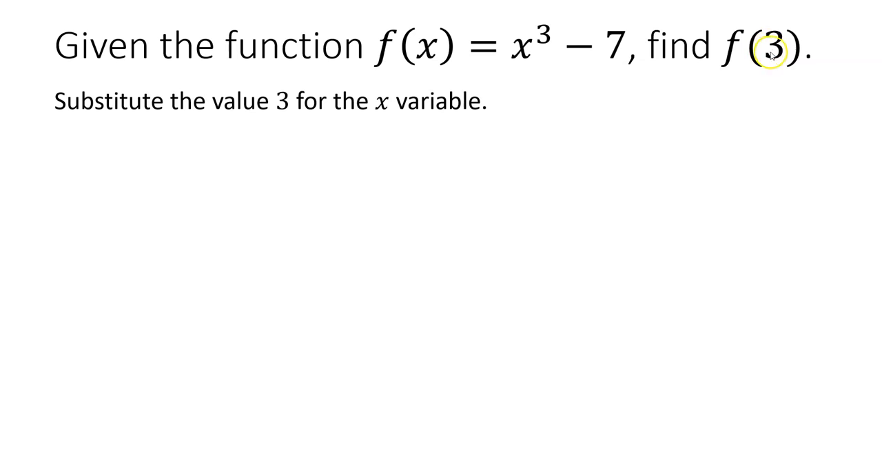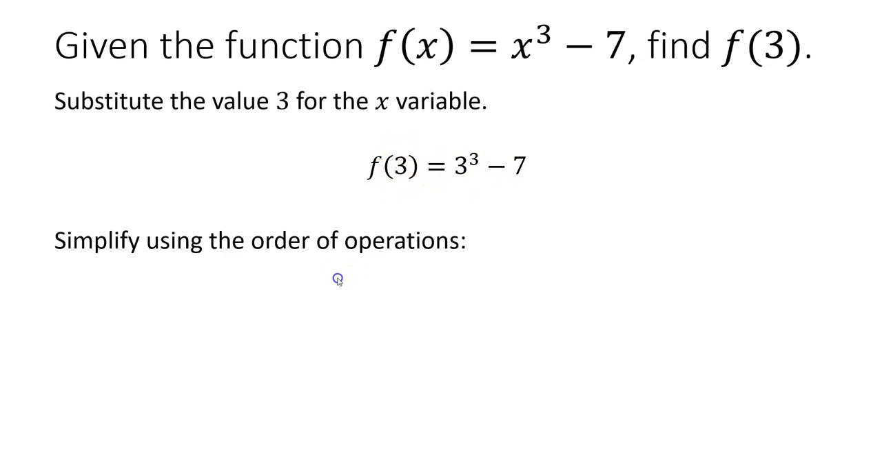So again, that 3 inside the parentheses gives us the value for the x variable. So we substitute that in. F of 3, remember the f of 3, that represents the y value. F of 3 equals 3 cubed minus 7. Again, we simplify using the order of operations. 3 cubed is the same as 27. So f of 3 equals 27 minus 7, which is 20.